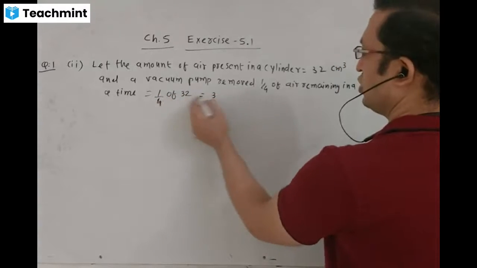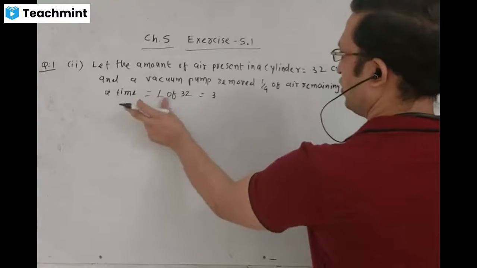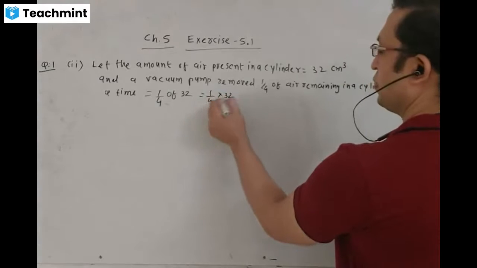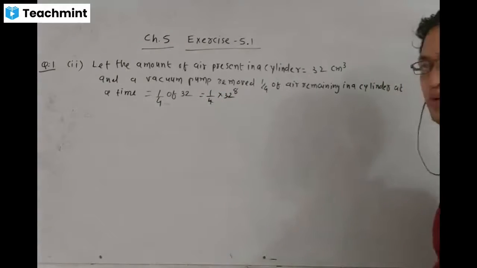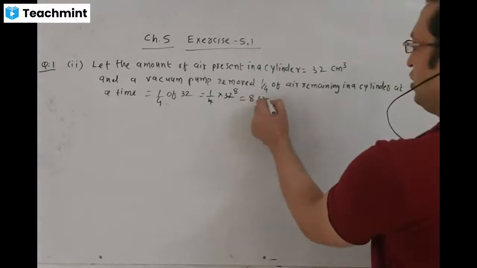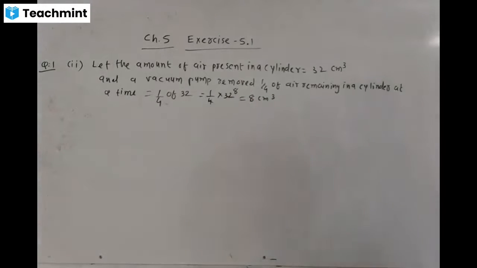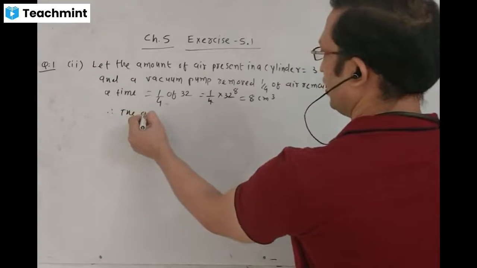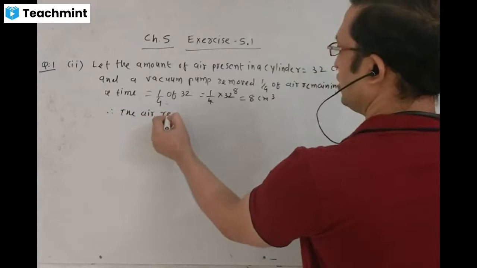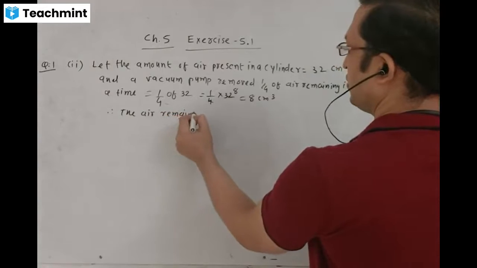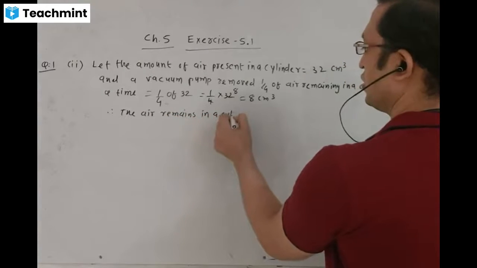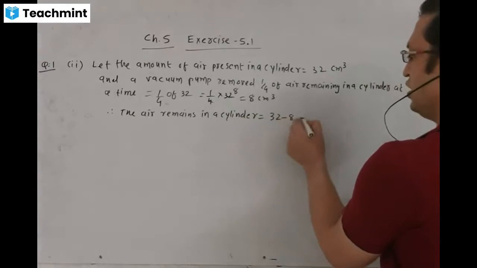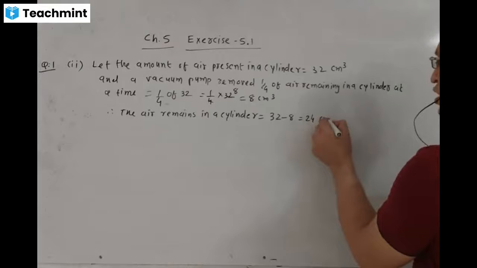That means 1/4 multiply 32. Of means multiply. And 8 4s are 32. So 8 centimeter cube of air is removed from the cylinder. Therefore, the air remaining in the cylinder is equal to 32 minus 8, that is equal to 24 centimeter cube.